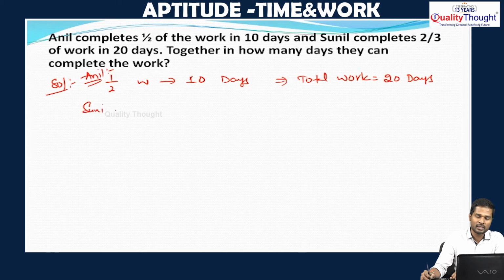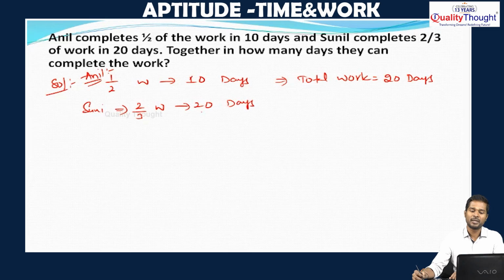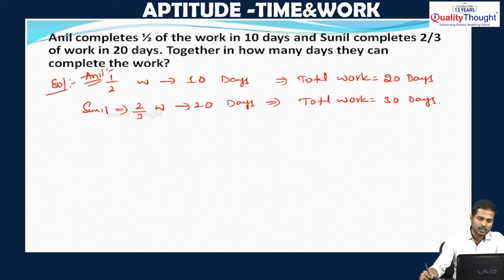So Sunil will complete 2/3 of the work in 20 days. Sunil completes 2/3 of the work in 20 days, then the total work will be done by Sunil in, see this, just cross multiply here, 3 into 20, that is 60 by 2, which is 30 days. So Anil can complete the total work in 20 days and Sunil can complete the total work in 30 days.